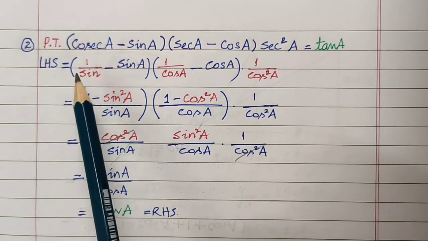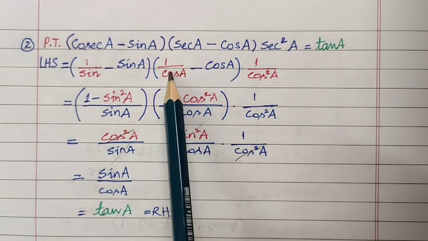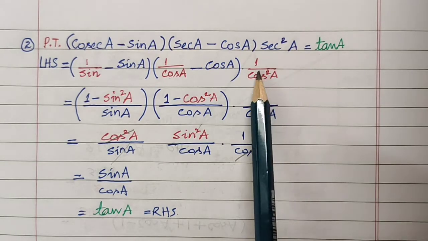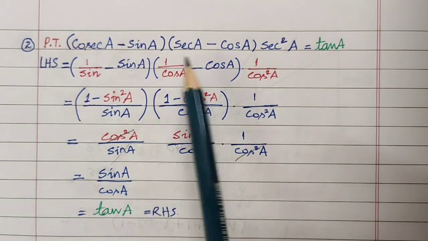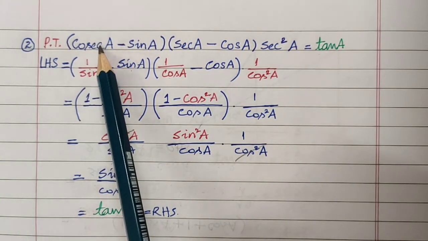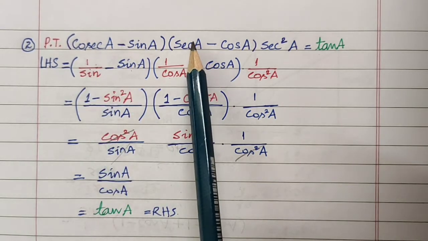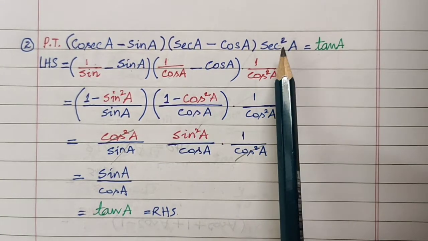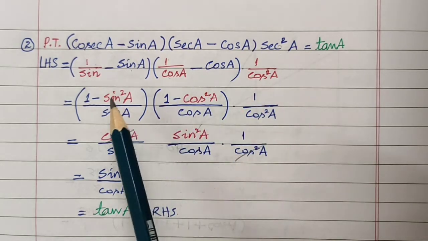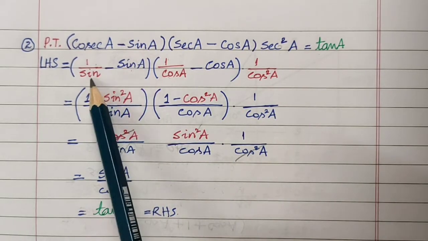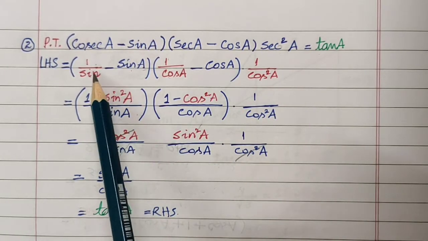Cosecant A is 1 by sin A, secant A is 1 by cos A, secant square is 1 by cos square A. Keep sin and cos as they are. So we are converting cosecant into 1 by sin A, secant into 1 by cos A, secant square into 1 by cos square A. So we have sin here, take the LCM sin A.